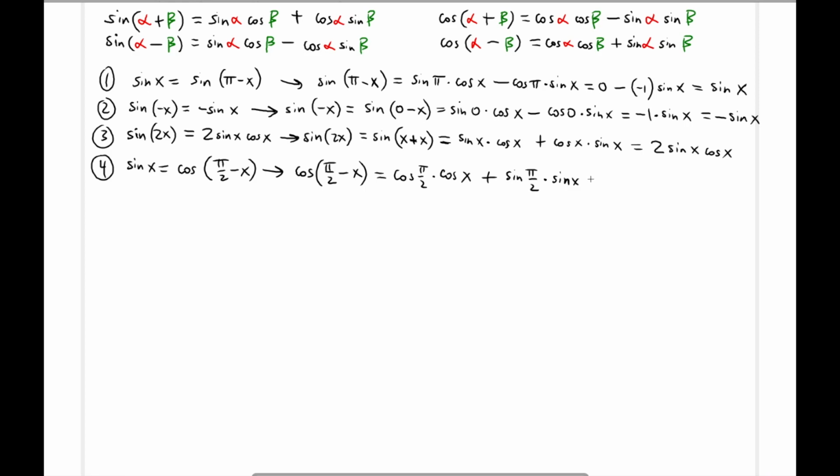Okay, let's see what that gives us. Cosine pi over 2, we know that's equal to 0. So this thing goes away. Sine of pi over 2 is 1. So that means you just get 0, well, I guess I don't need to write 0. I can just write 1 times sine x. All right, and 1 times sine x is equal to sine x. Bingo, we show that, right? So the right side is equal to the left side, sine x. Good.